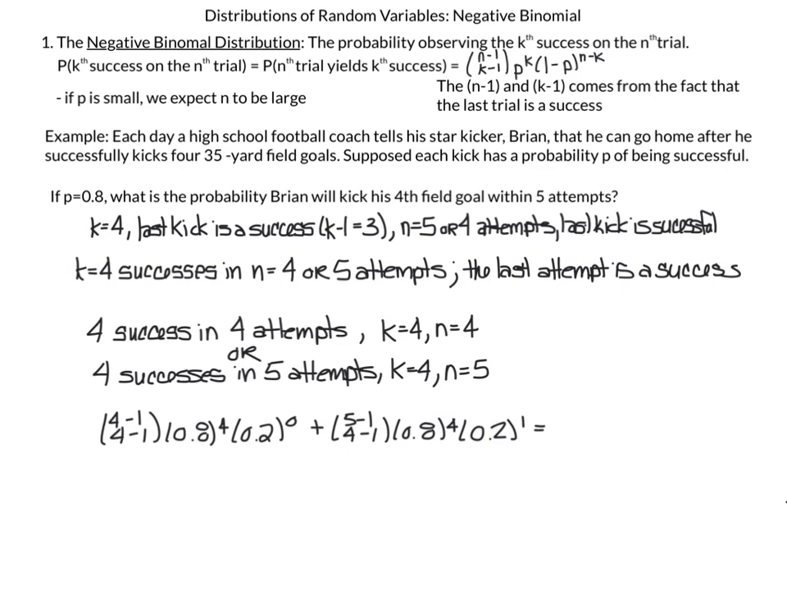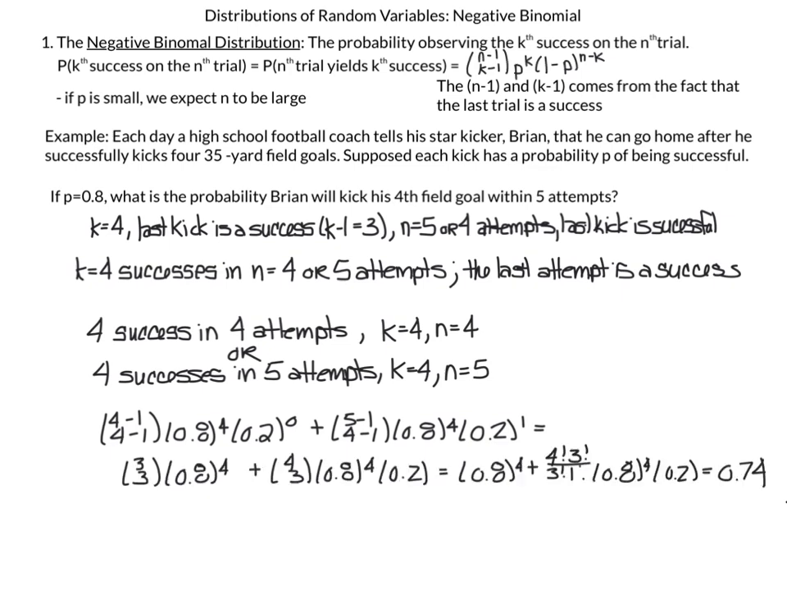Then next, I'm going to look at my 4 successes and 5 attempts. So K equals 4, N equals 5. So N minus 1 is 5 minus 1. My K minus 1 is 4 minus 1. My probability of success raised to the number of successes, which is 4. My probability of failure raised to the number of failures. Well, if I have 5 tries and only 4 successes, that means I had 1 failure. I can then do all the calculations here, and I'll get 0.74, or 74%.